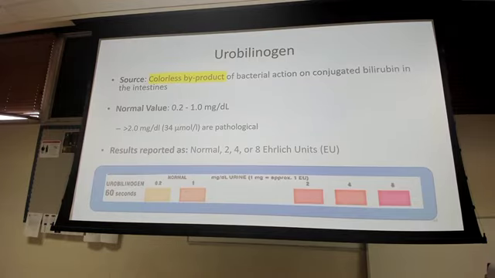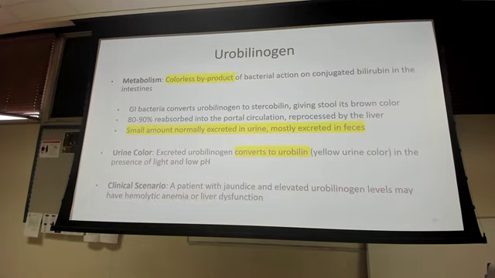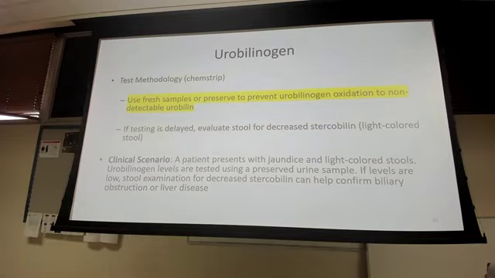Urobilinogen, this is that colorless byproduct of bacterial action on conjugated bilirubin in the intestines. And of course, like we had talked about a couple of slides ago, small amounts are excreted in the urine, but mostly in the feces. This is what's giving the urine that yellow color, and this converts to urobilin. Urobilin, right? This is in the presence of light and low pH.